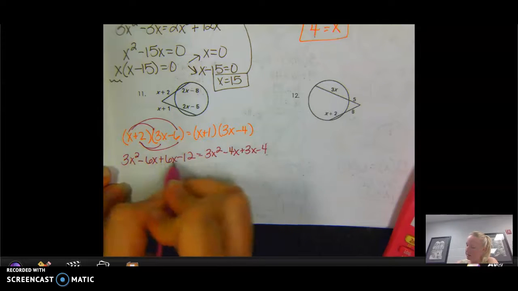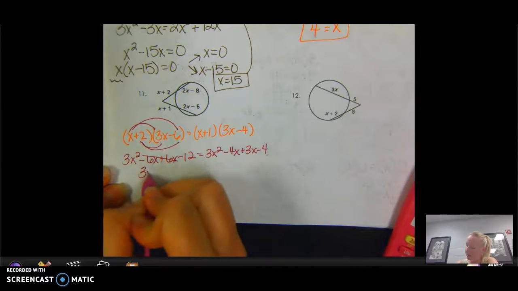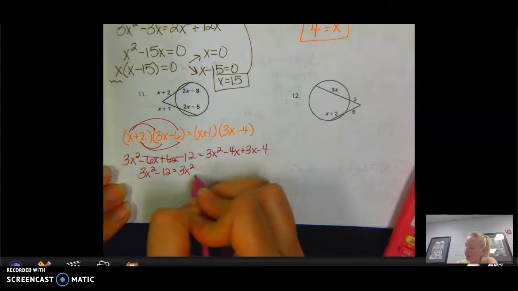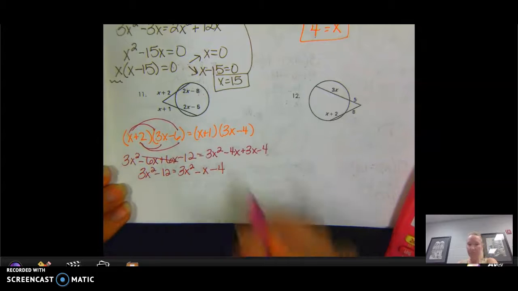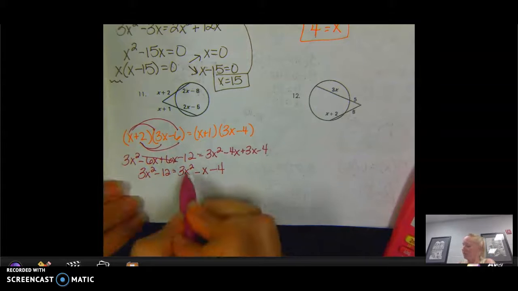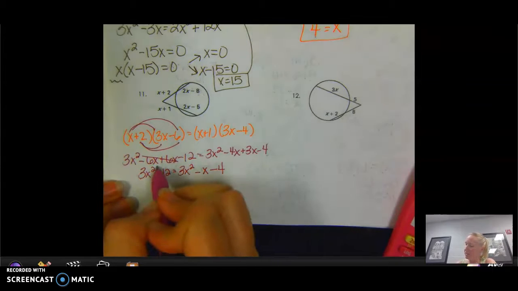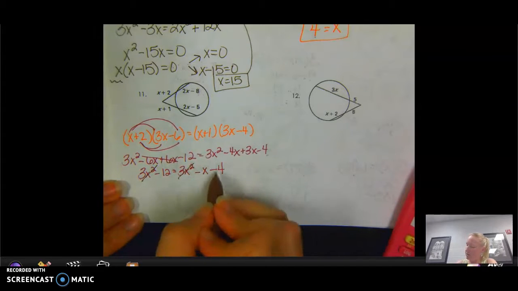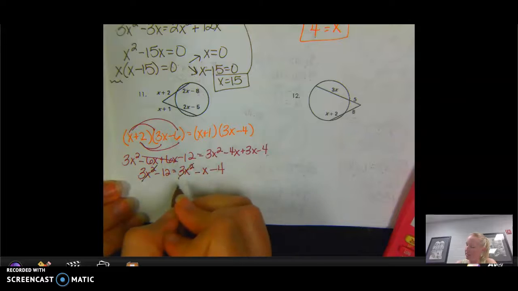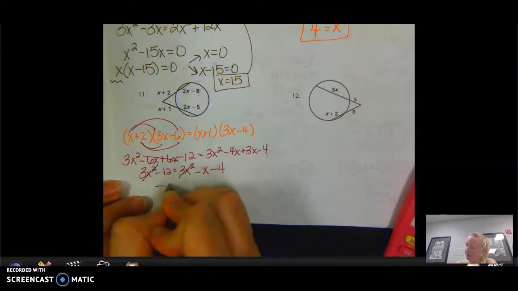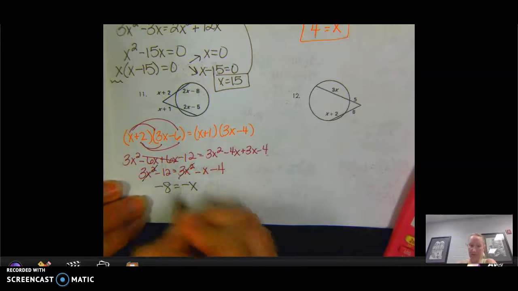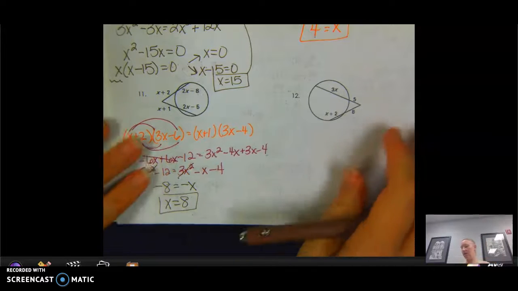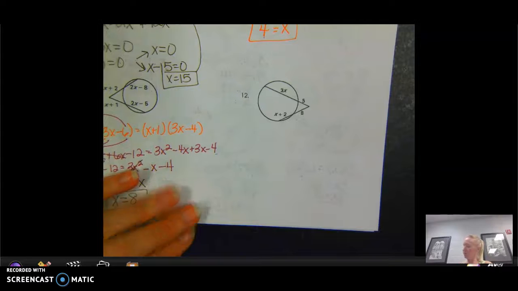I'm going to combine my like terms. Those actually cancel each other out, so I'm left with 3x squared on this side minus 12 equals 3x squared on this side minus x minus 4. I'm going to start moving stuff together. So I'm going to subtract 3x squared from both sides, and what you'll notice is that those actually just cancel out. And I am going to also move this negative 4 over to this side, so I'm going to add 4. That gives me negative 8 equals negative x. I'm going to divide by negative 1 on both sides, so I get x equals 8. All right, one more. All this algebra, one more.